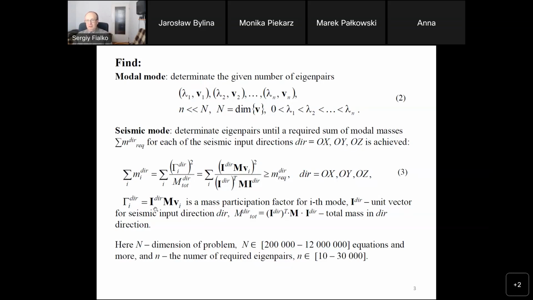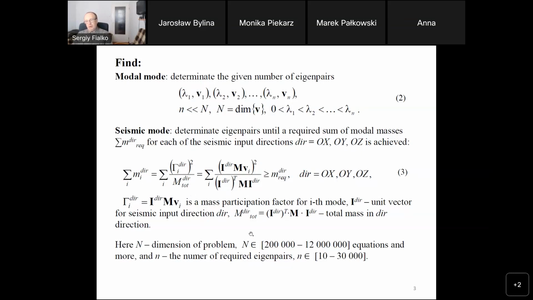Gamma is a so-called mass participation factor. I dir is a unit vector of seismic input directions. M dir total is the total mass in the direction.